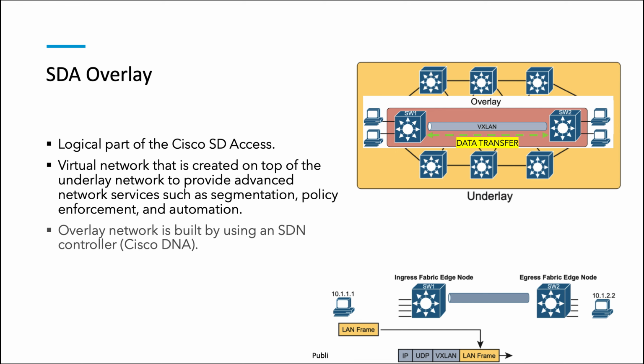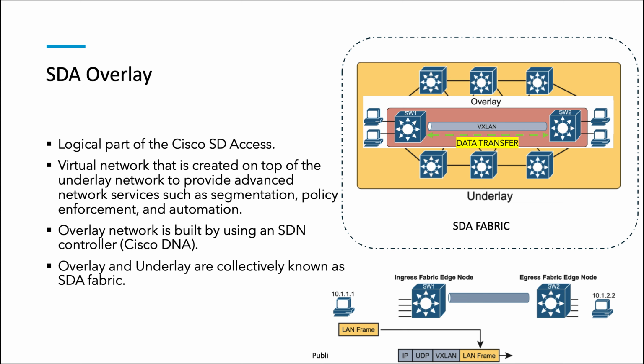With an overlay network, a virtual network is built by using an SDN controller, or you can say Cisco DNA. This controller decides a path that will be based on policies, and the path from end to end, you can call it an overlay network. In SDA network architecture, overlay and underlay are collectively known as SDA fabric.